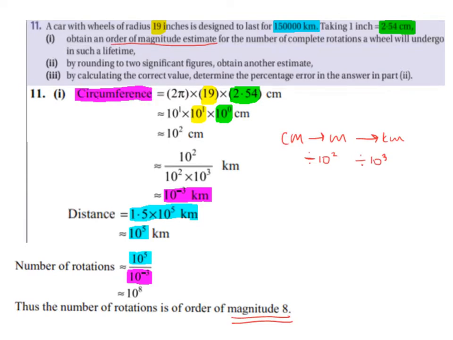So in order to figure out the number of rotations of the wheel, we just divide. So we're going to divide the distance by the circumference. So 10 to the power of 5 divided by 10 to the power minus 3 gives us 10 to the power of 8, because 5 minus minus 3 is 5 plus 3, which is 8. So the number of rotations is 10 to the power of 8. Thus, the number of rotations is the order of magnitude 8.